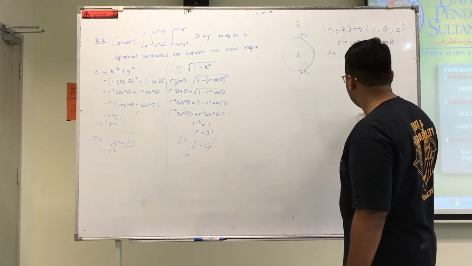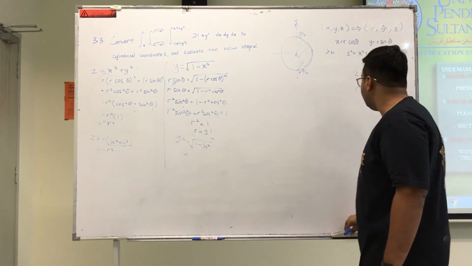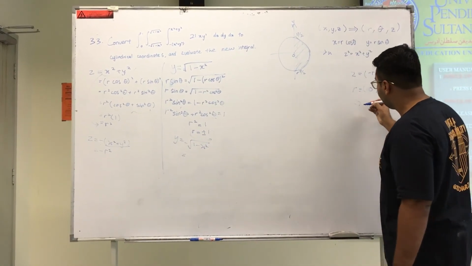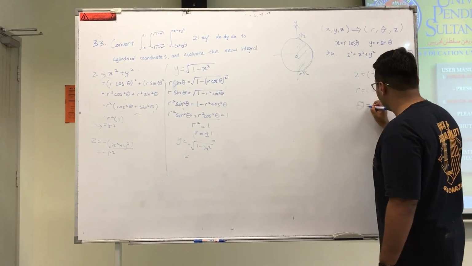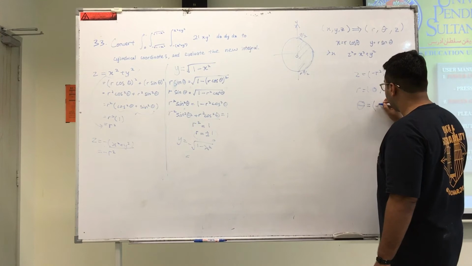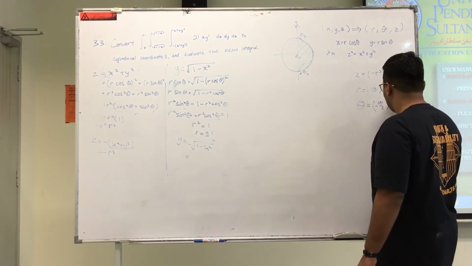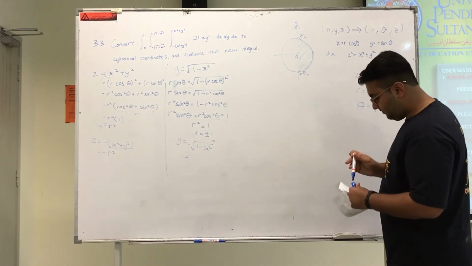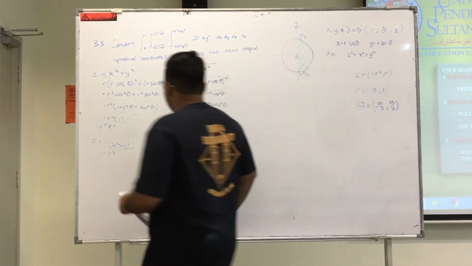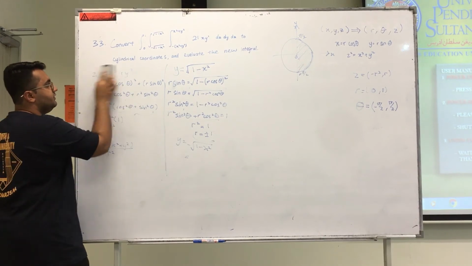Okay, so here I will get 0, 1, and theta equivalent to negative pi over 2. Okay, like this. So I'll be rubbing off this first.